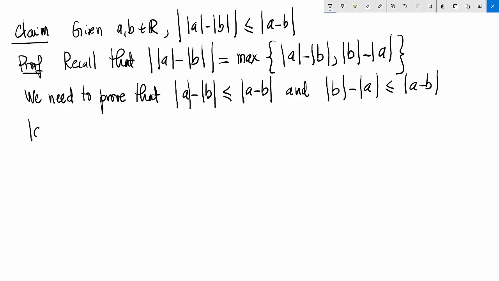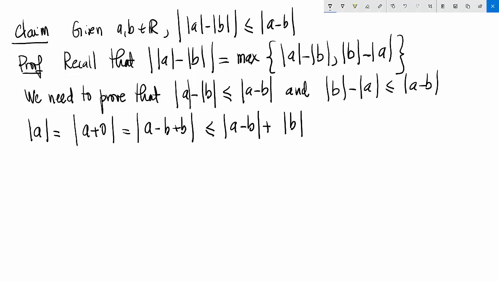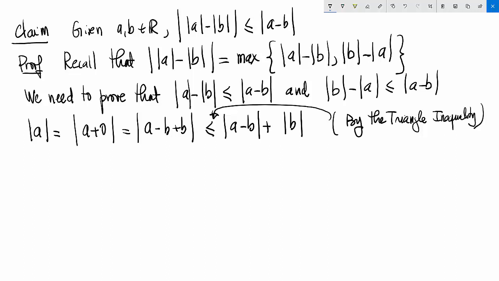Okay, so here's the idea. If we write the absolute value of a, this is a good trick for you to remember, because you'll get to use this kind of trick a lot. We can write the absolute value of a as a plus 0, and we can write 0 as negative b plus b, and then by the triangle inequality, this is less than or equal to the absolute value of a minus b plus the absolute value of b. This step is due to the triangle inequality. All right, and then the absolute value of a minus the absolute value of b is less than or equal to the absolute value of a minus b.